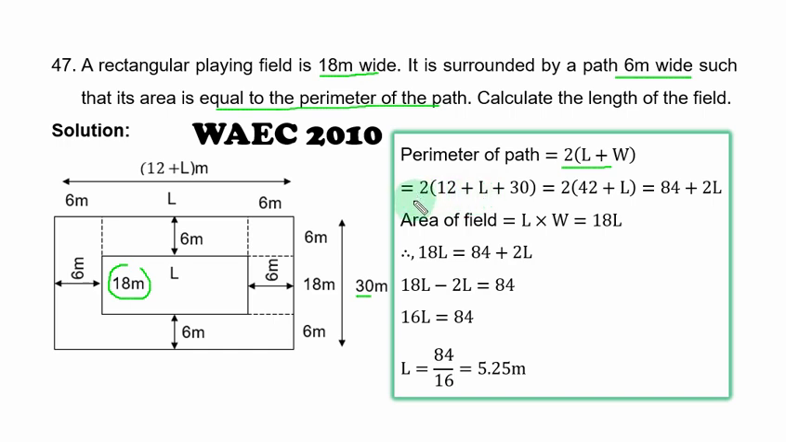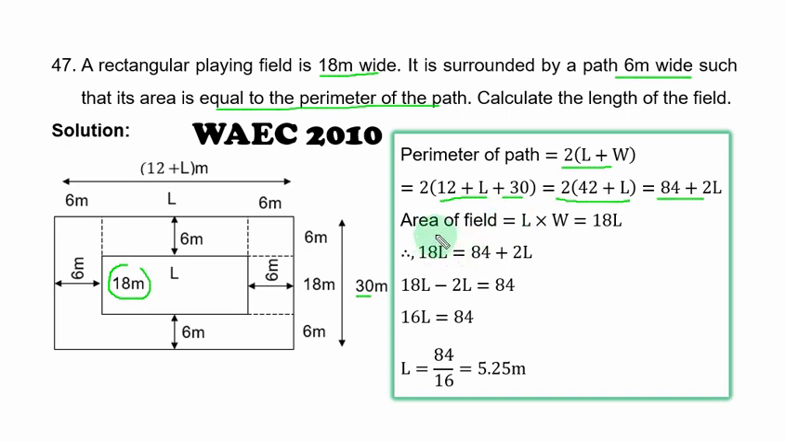So you have 2. This is the path, and now you want to get the outer rectangle. So you have 2 bracket open, this is the length of the outer rectangle and the breadth. That simplifies to this, and you have 84 plus 2 length.